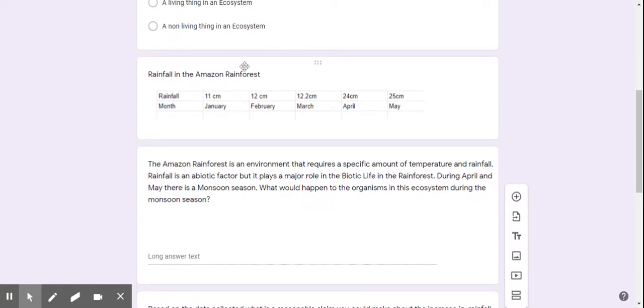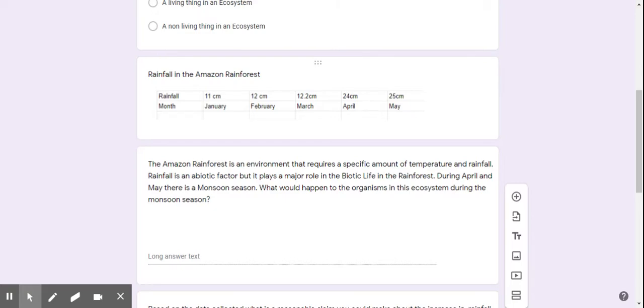Next up, the next question. Rainfall in the Amazon rainforest. We have this little table right here with the amount of rainfall and the months in which it happens. The question says the Amazon rainforest is an environment that requires a specific amount of temperature and rainfall. Rainfall is an abiotic factor that plays a major role in the biotic life in the rainforest. During April and May, there's a monsoon season. What would happen to the organisms in this ecosystem during the monsoon season?